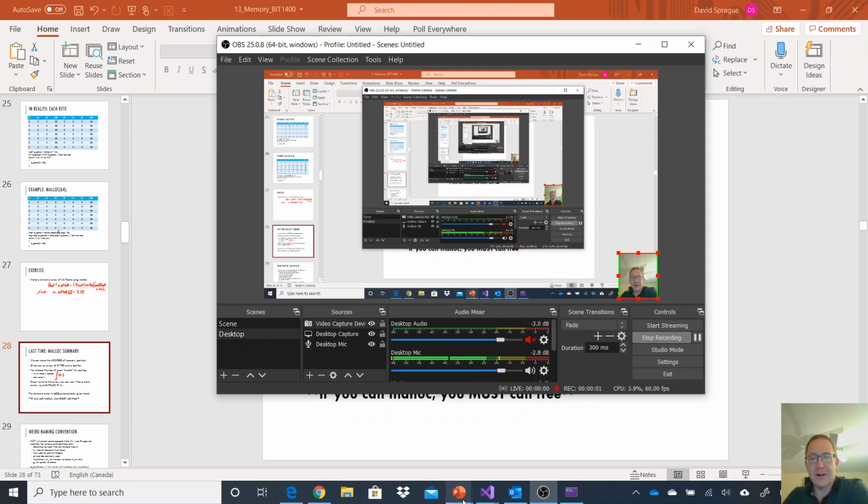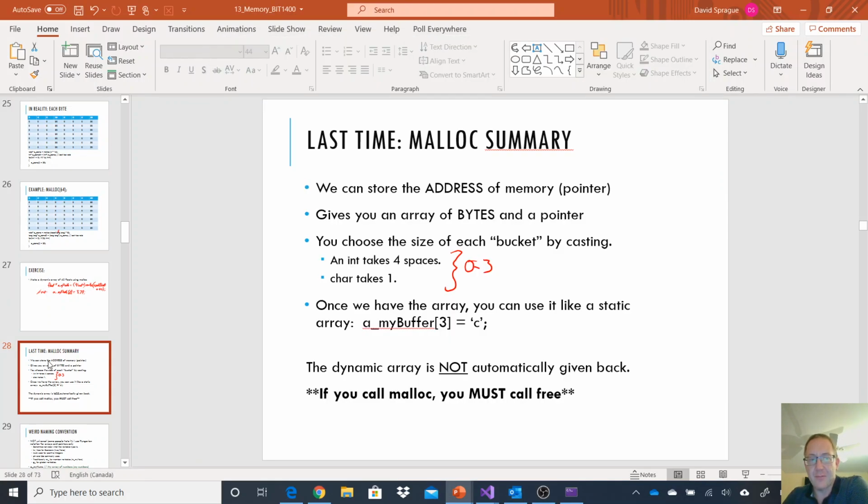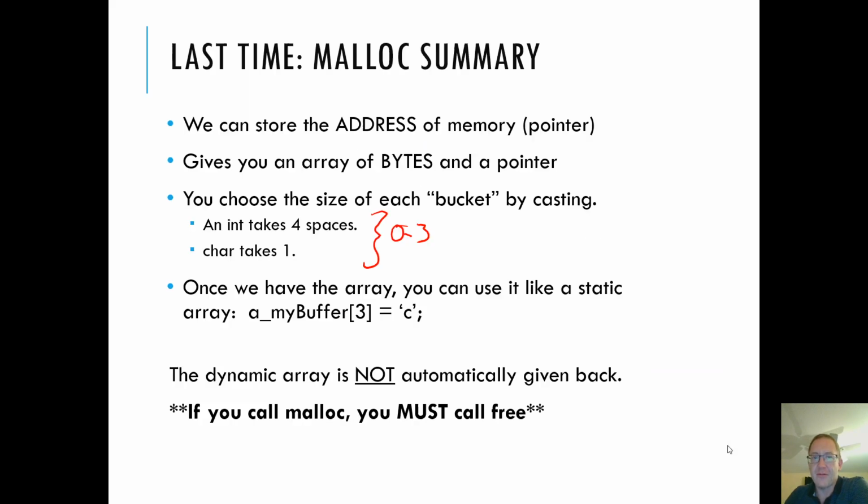Hello everyone. We're going to start looking at malloc again, and we'll pick up where we last left off. Last time we were asking for an array, or just a big chunk of memory, from the operating system. That's what malloc does. It's memory allocation. So you ask for an address of memory that you can put stuff into. You say how many bytes you're going to actually need, and we get a certain number of bytes of memory, and then we cast it so that we get different sized buckets.